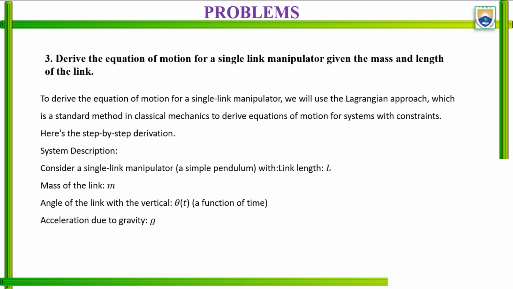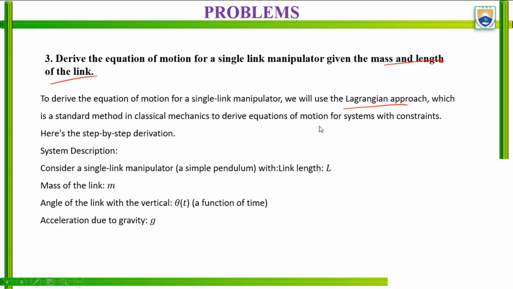Next, moving on to the third problem. Derive the equation of motion for a single link manipulator given the mass and length of the link. That is, the mass and length of the link are given. We need to derive the equation of motion for a single link manipulator. So, how will we do that? In order to derive it, we will use the Lagrangian approach.